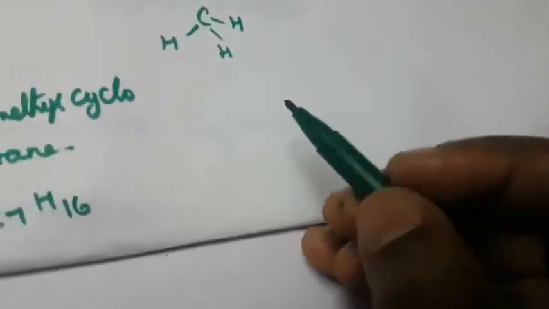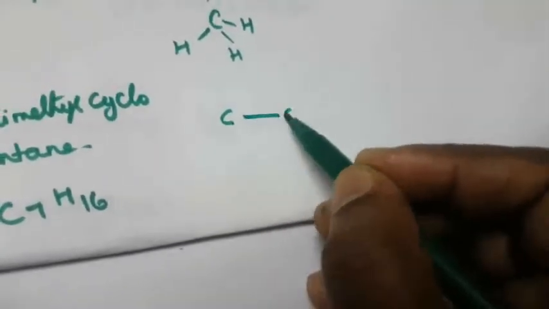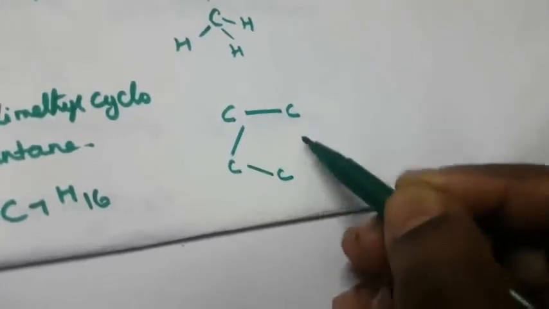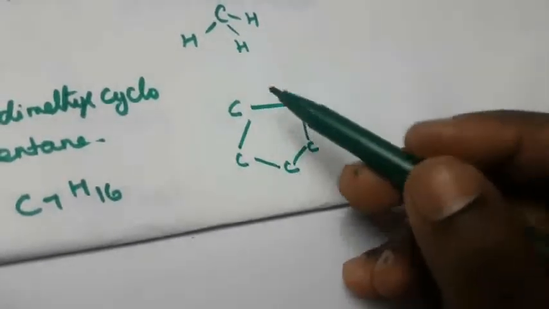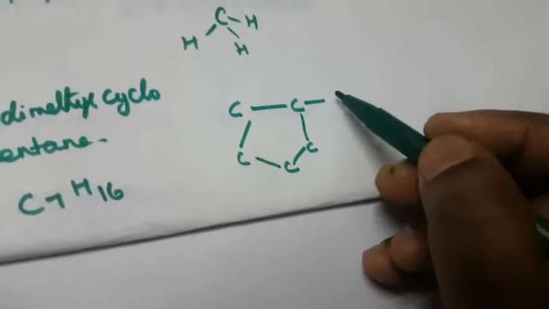Okay, so how to draw the structure? Here, cyclopentane means there are 5 carbons: 1, 2, 3, 4, 5. Okay, this is the 5 carbon ring. 1,3 dimethyl, so here there is one methyl group.